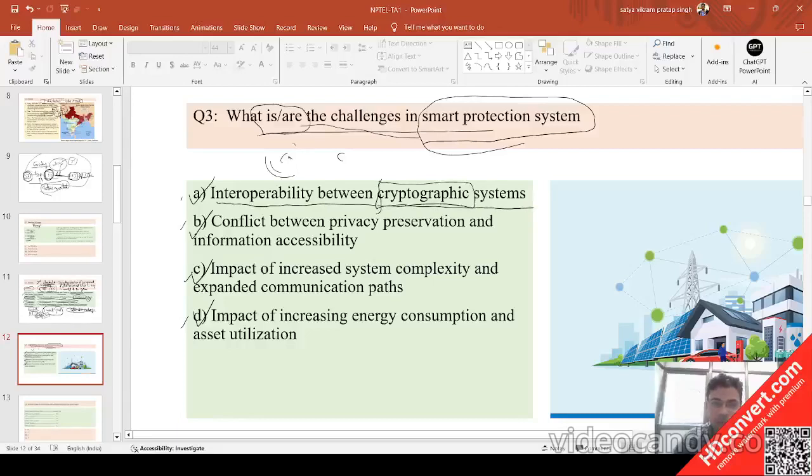Cryptography means there are certain communication layers, an information exchange layer, and the cryptographic system is one of the layers in the communication system. So if you have to communicate with B, you have to penetrate through this cryptographic layer and reach B to share your information.